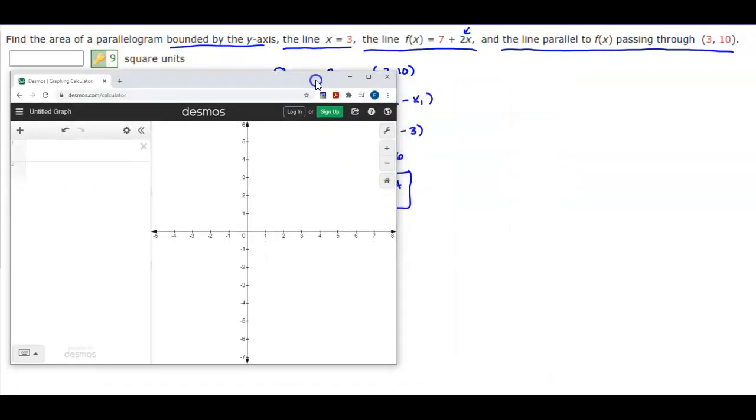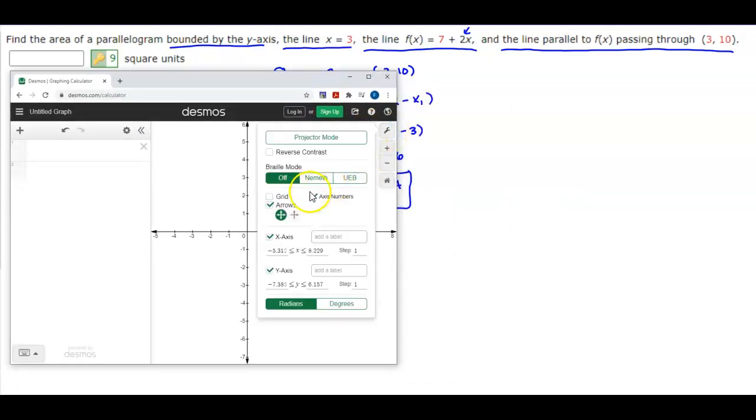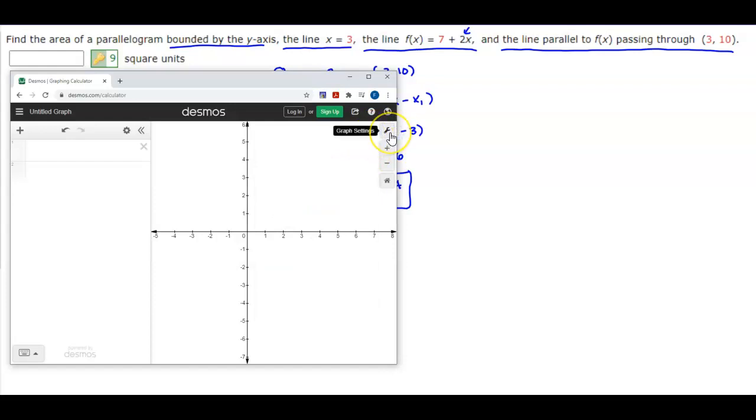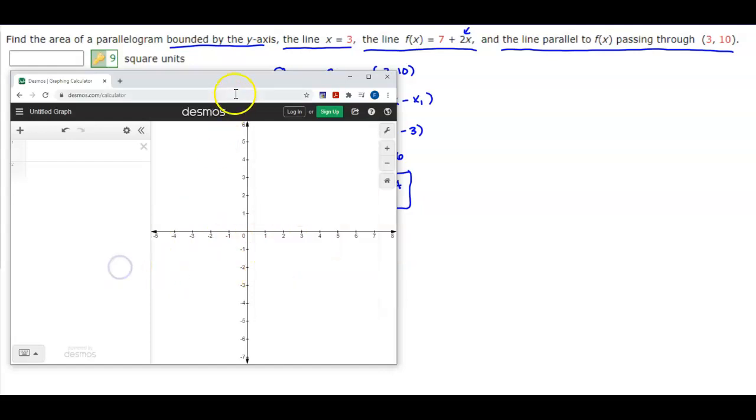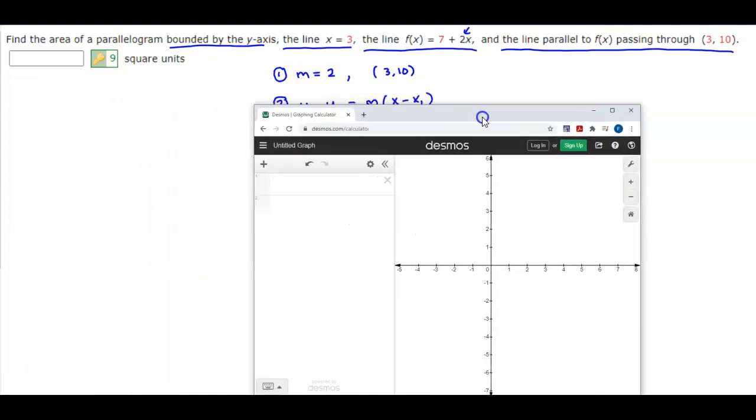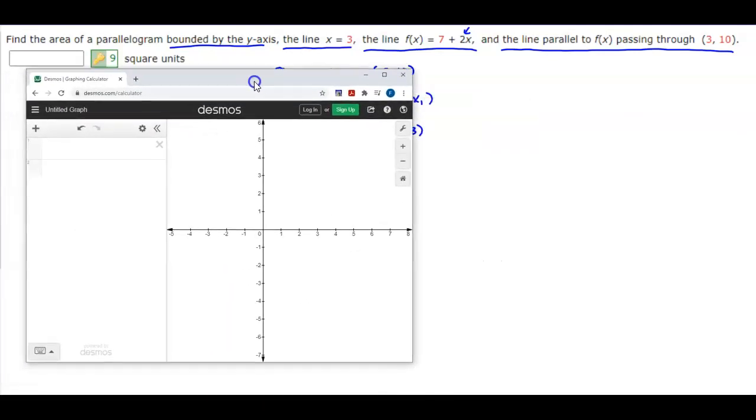So here on Desmos, if you look at the top, I have this wrench. These are my settings. You can either turn the grid on or off. Also, down here, the step is 1, which means it's in increments of 1. If I made that 2, then it's going to go every 2. If I put in 3, it's every 3. But I'm going to just put 1. Now let's plug these equations into Desmos.